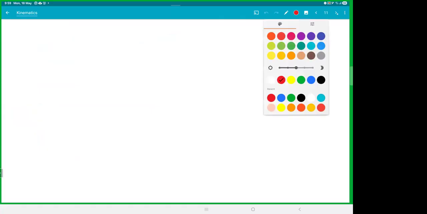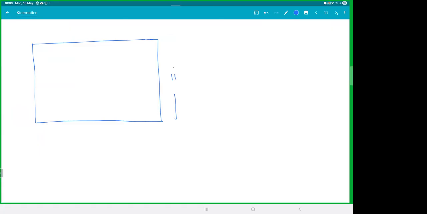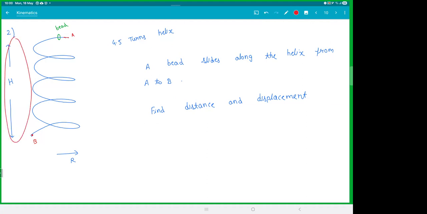I'll help you. I think you're getting confused. No, see, the end of the story was this. If I open the helix, it will form a diagonal of a rectangle. What are the dimensions of the rectangle? Let's start from there. The height of the rectangle is h. This does not change. But tell me one thing: was this entire height for only one single turn? No, right? This whole height is divided for 4.5 turns, isn't it?